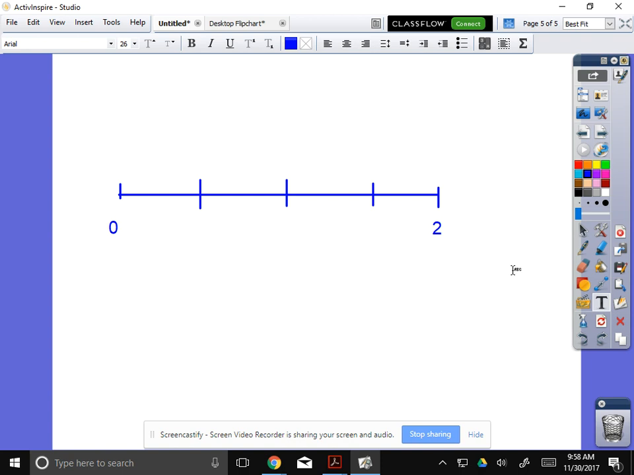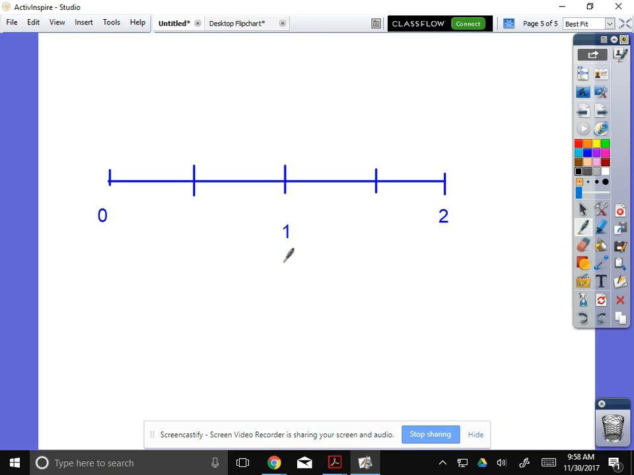Now where would 1 go on this number line? Would it go here? 1, 2, 3, 4. No, it wouldn't. There are 1, 2, 3, 4 spots, so I'm going to go to the middle. It's half of 4, 2. So 1, 2, that's where 1 is.